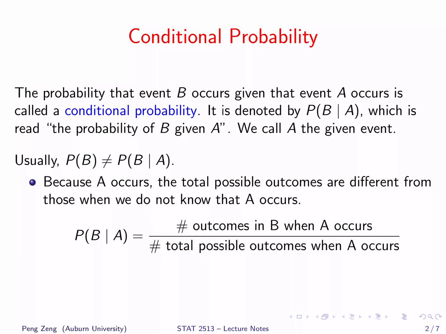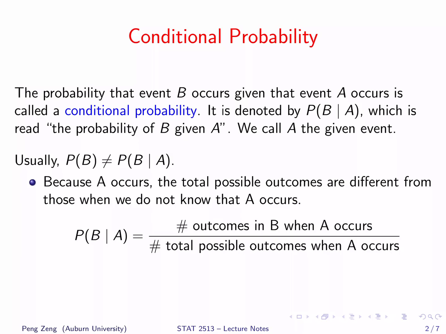We use a vertical bar to separate B and A in the parentheses. We call event A the given event. Usually, probability of B is not equal to probability of B given A. Because event A occurs, the total possible outcomes are different from those when we do not know that A occurs.